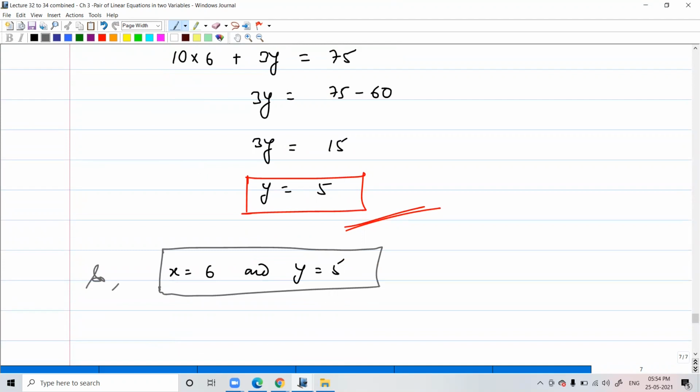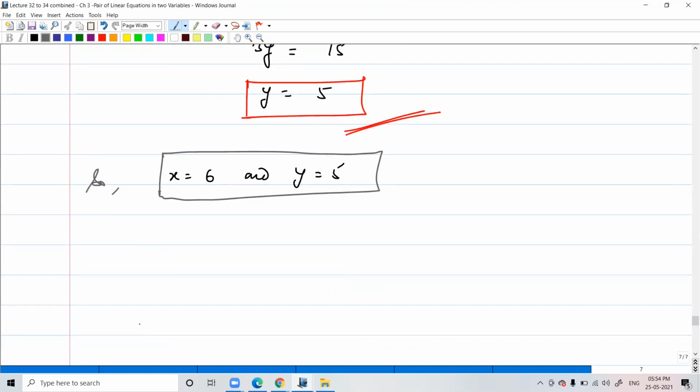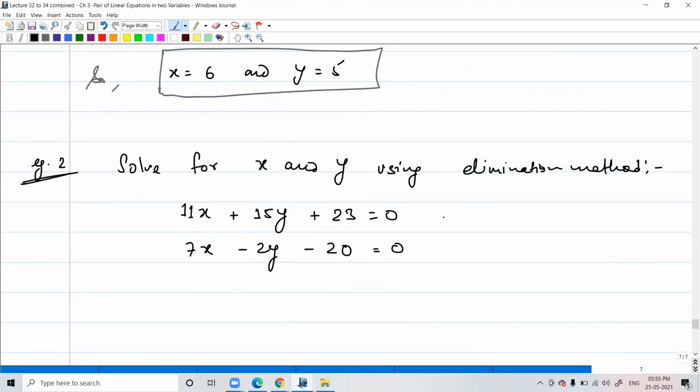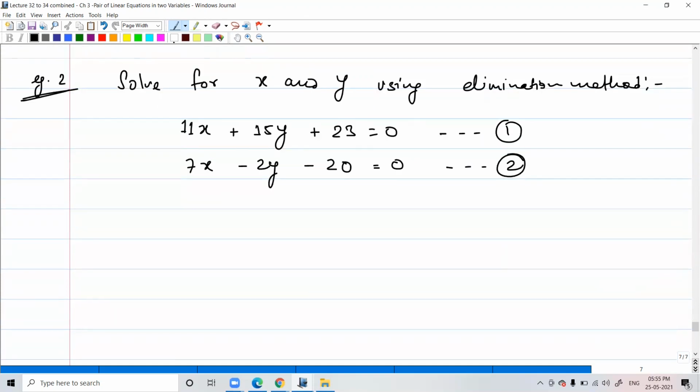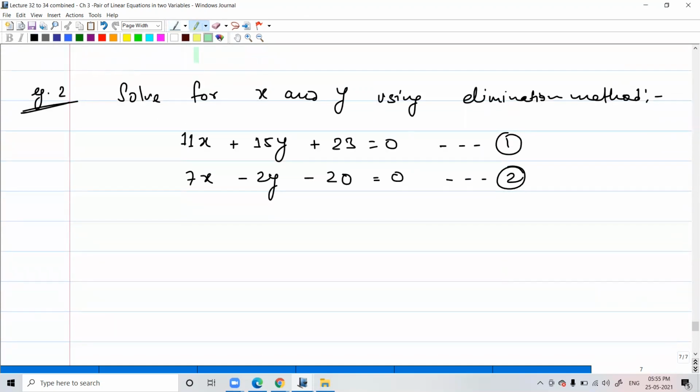Okay, so with that, you have learned the elimination method. Now I'll give you one example and you will try to do it on your own. Okay. So work on this, guys. I will solve it and you don't need to watch my answer. You just keep solving it on your own. Only if you need help, you look at my solution. Okay.